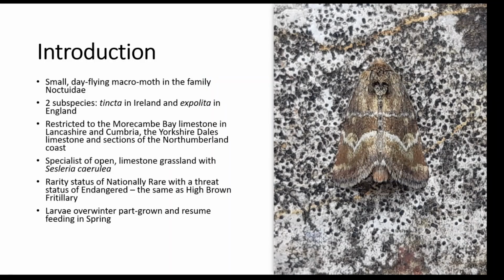So least minor is a small day-flying macro moth. It's about that big. There are two subspecies, the form tincta, which occurs in Ireland, found on the Burren, and the form expellita, which we have here in England, and it's restricted to the Morecambe Bay limestone. I think it's found up at Asby, across the Yorkshire Dales and onto the Northumberland coast. And it's a specialist of the open limestone grassland that contains Sesleria.